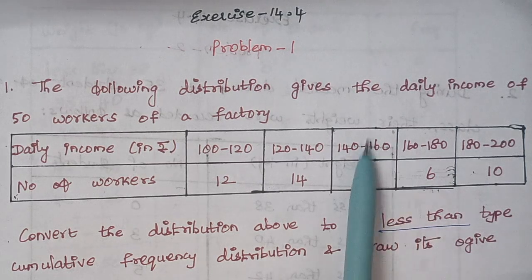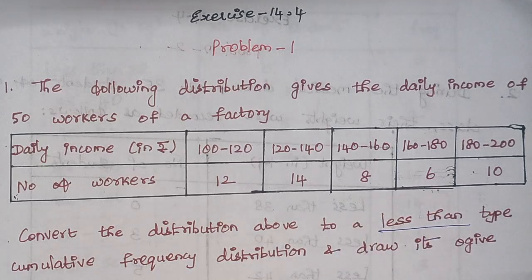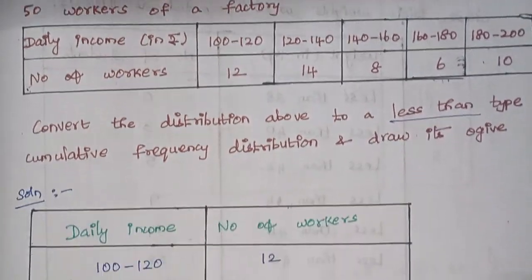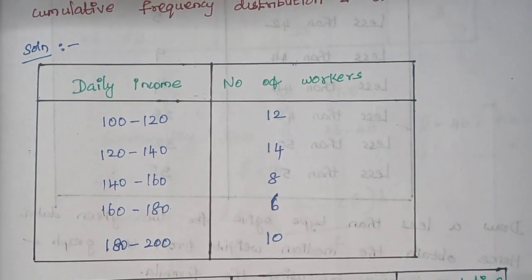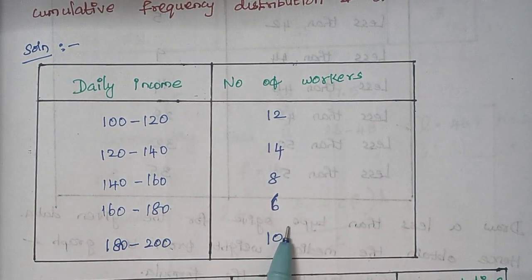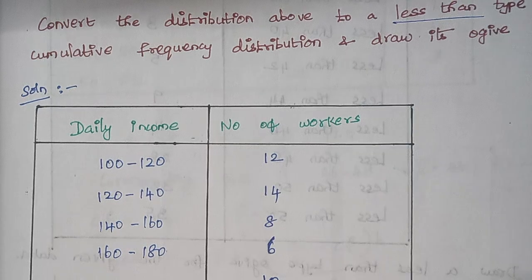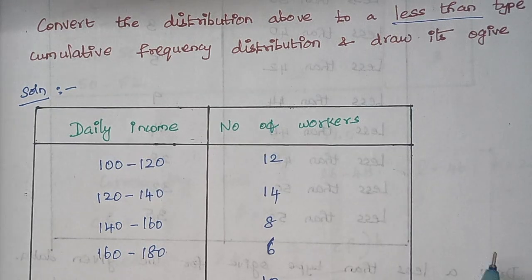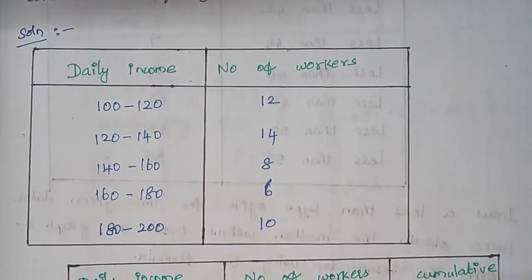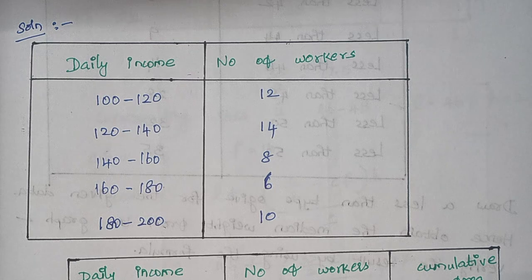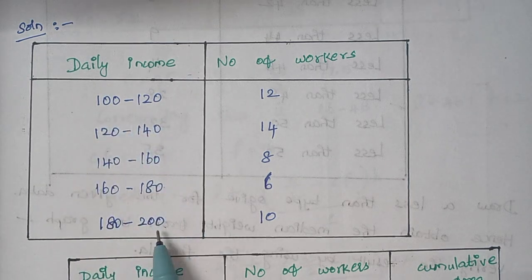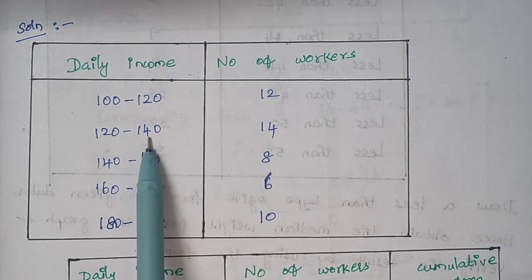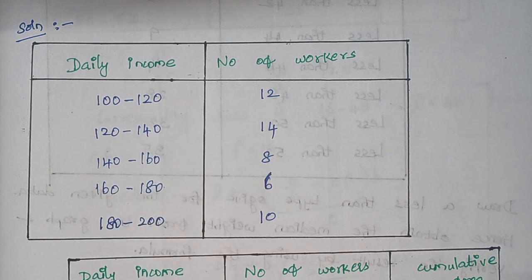So this is the given data. So here I am just redrawing the table with the same data which is given. Here we are going to draw the less than type ogive, right? Here you see the data are given in the form of intervals. Now we are going to transform these intervals in the form of less than type.